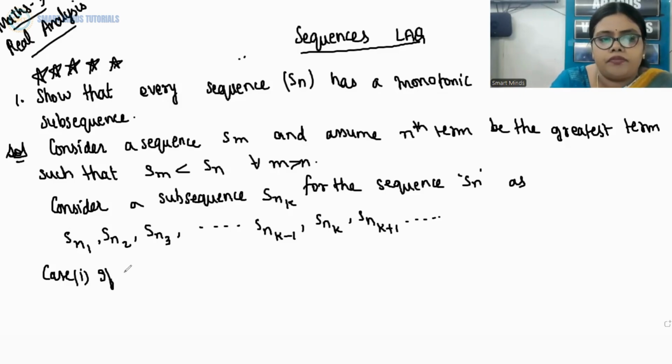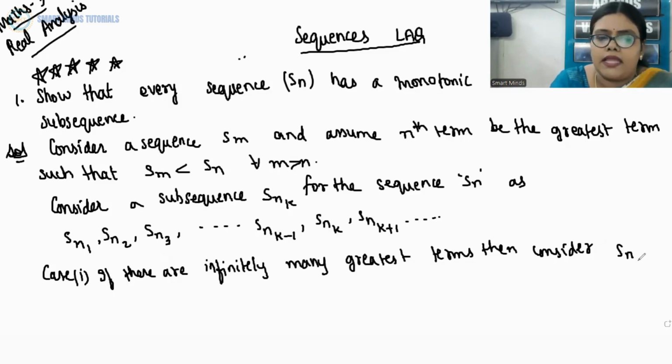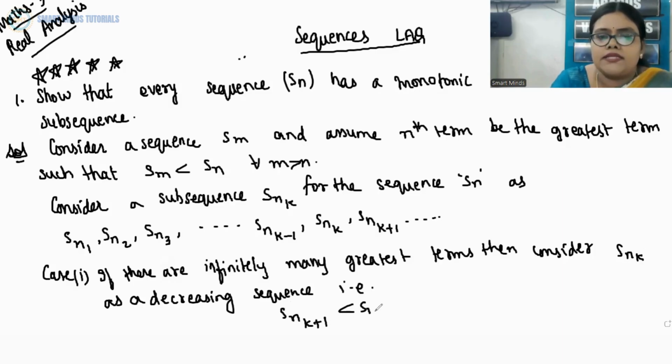Case 1 is if there are infinitely many greatest terms. If there are infinitely many greatest terms, then we consider Snk as a decreasing sequence. So how do we mathematically denote a decreasing sequence? That is Snk plus 1 is less than Snk for all k. This is case 1.